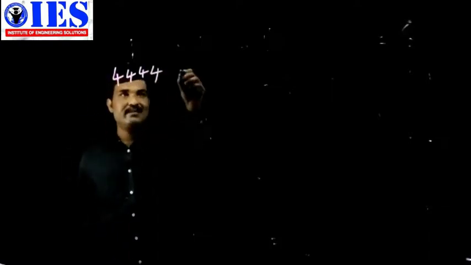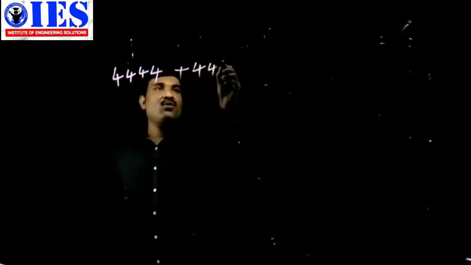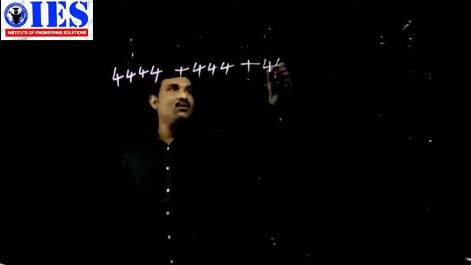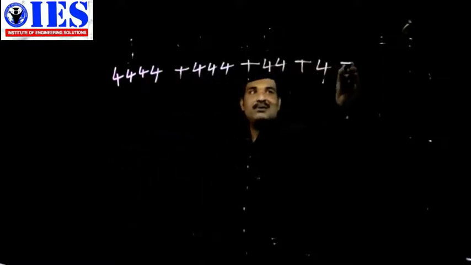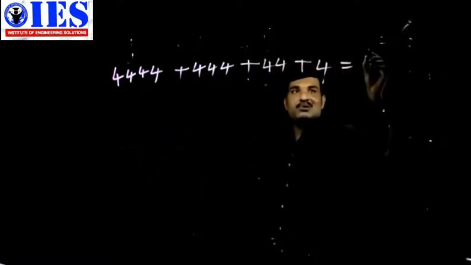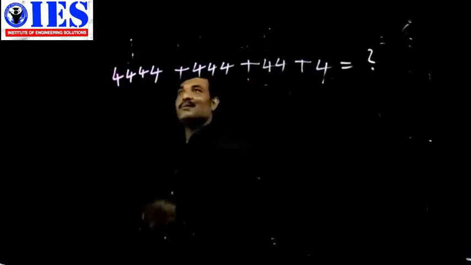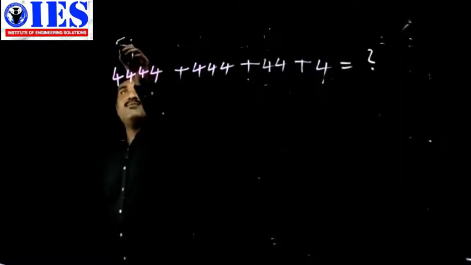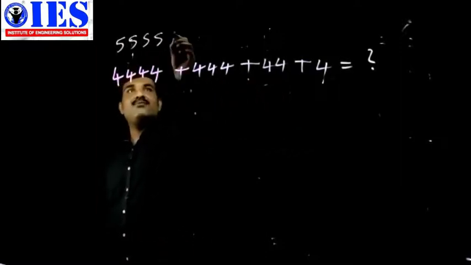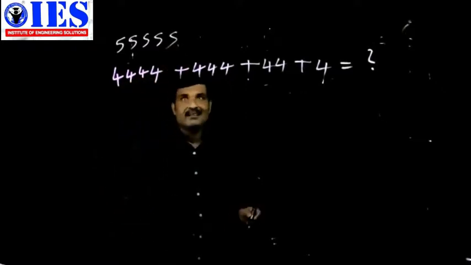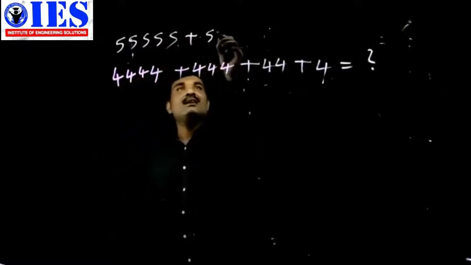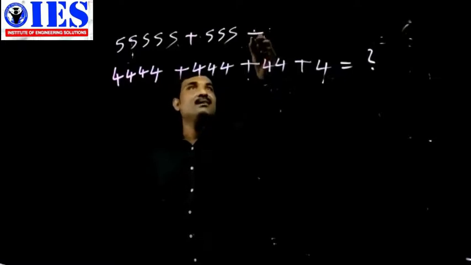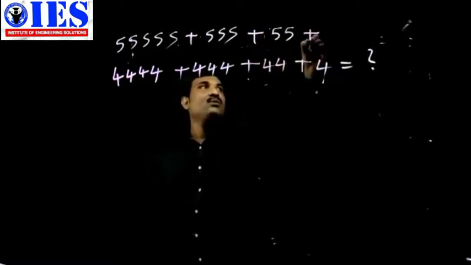Now we have another trick. 4444, that is a 4-digit number, plus 444, plus 44, plus 4. This is equal to question mark. Or we can take another problem: 55555, a 5-digit number, plus 5555, plus 555, a 3-digit number, plus 55 plus 5.